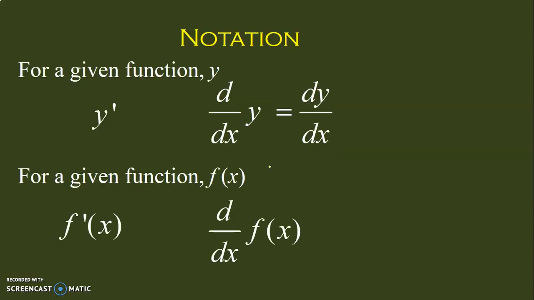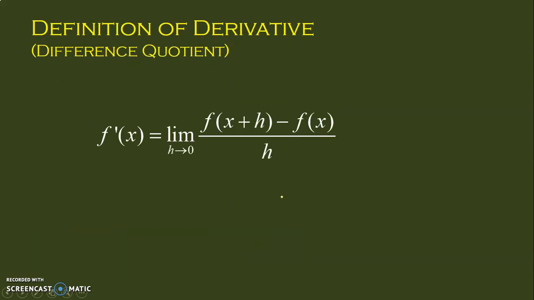Just a quick review of the notation. If you start with a function y, you can say the derivative is y prime, or you can write it as dy dx, or you can say the derivative with respect to x of y, so d dx of y. All of these mean the same thing. If you start with f of x, then the derivative would be noted as f prime, or you can write it as the derivative with respect to x of f of x. They're all just different ways of saying the derivative of the function.